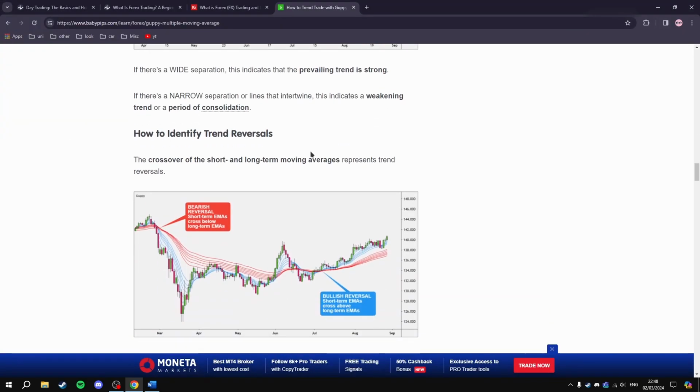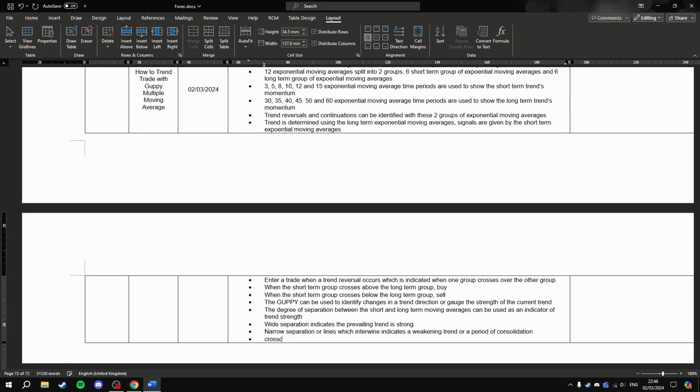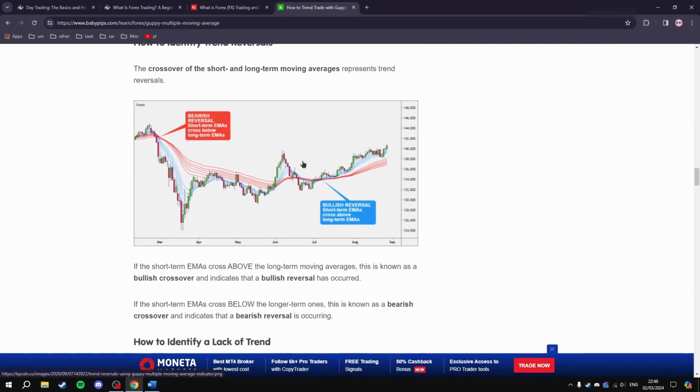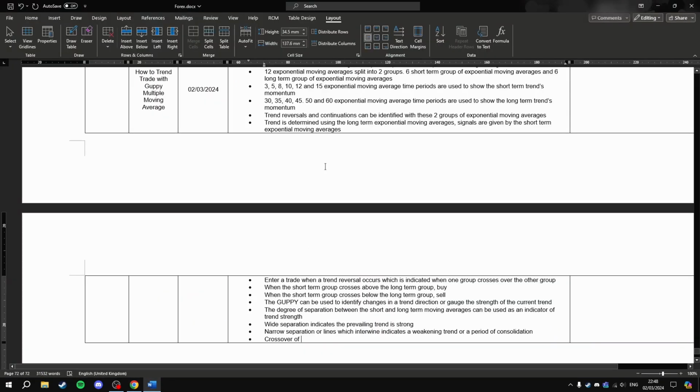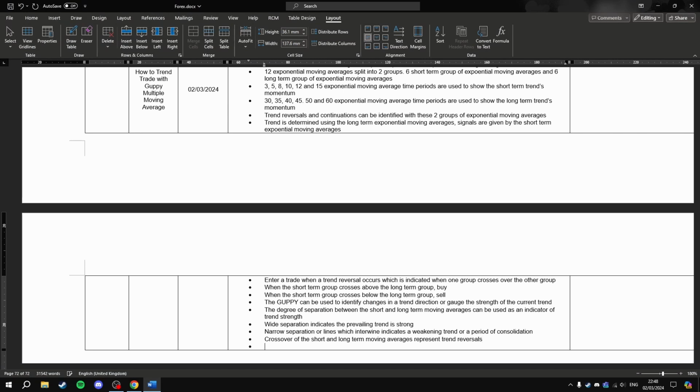The crossover of the short and long-term moving averages represent trend reversals.